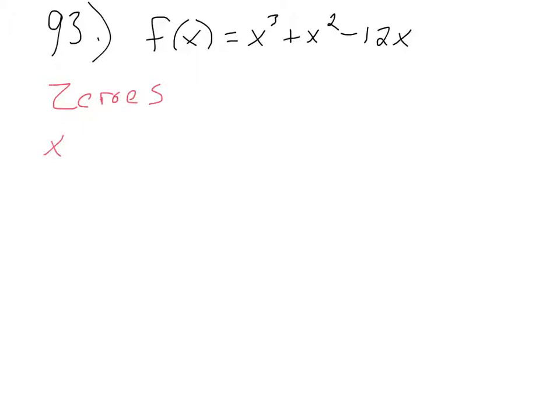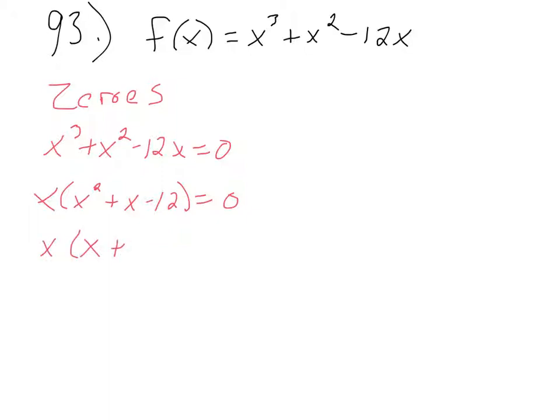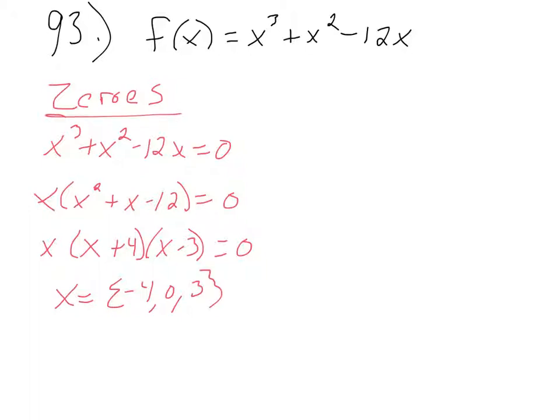So we're going to take our function x cubed plus x squared minus 12x and set it equal to 0 to find our x-intercepts. If we start off by taking out the GCF of x, we find that what's left over there is factorable. It'll factor out into x plus 4 times x minus 3. And so we have 3 zeros at negative 4, 0, and positive 3. So there's 3 x-intercepts. Those can be found without the calculator.